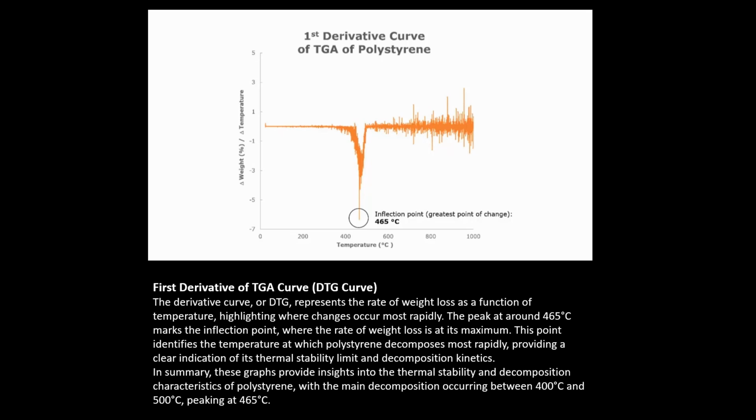The peak near 465 degrees Celsius represents the inflection point, indicating the maximum rate of weight loss. This marks the temperature at which polystyrene undergoes its fastest decomposition, offering valuable information about its thermal stability and decomposition behavior. In essence, this curve reveals the thermal stability and decomposition property of polystyrene, with the primary decomposition occurring between 400 to 500 degrees Celsius, reaching its peak at 465 degrees Celsius.